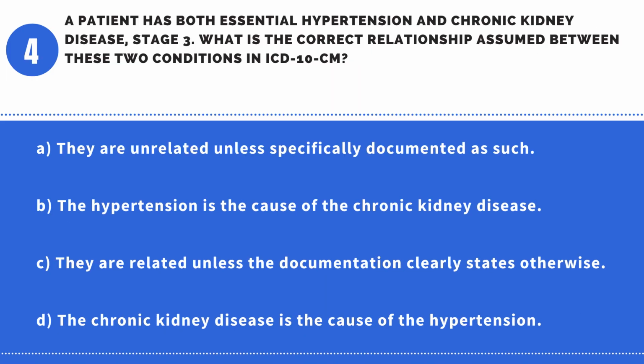Question 4. A patient has both essential hypertension and chronic kidney disease, stage 3. What is the correct relationship assumed between these two conditions in ICD-10-CM? A. They are unrelated unless specifically documented as such. B. The hypertension is the cause of the chronic kidney disease. C. They are related unless the documentation clearly states otherwise. D. The chronic kidney disease is the cause of the hypertension.